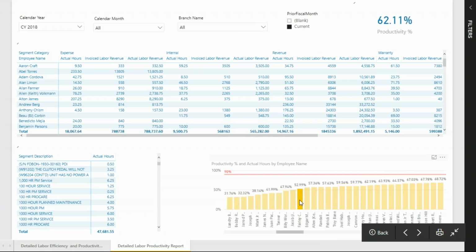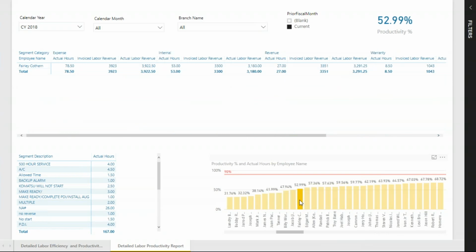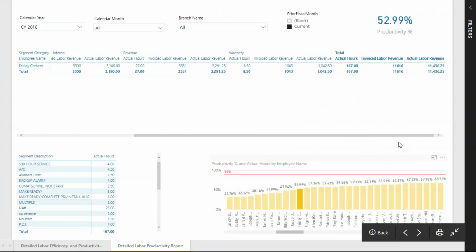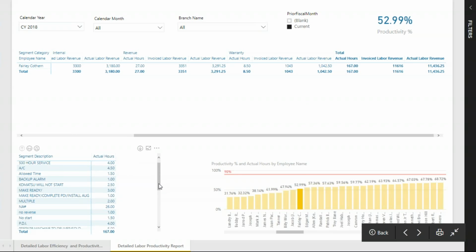So let's pick one. When you tap on one of the technicians with the lower productivity, it's actually giving you a breakup. In the prior month, in the month of June, this guy did 78 hours worth of expense work, 53 hours of internal, 27 actual, warranty is 8 hours, total of 167 hours. And this is kind of how it breaks up. These are the kind of work he's doing.